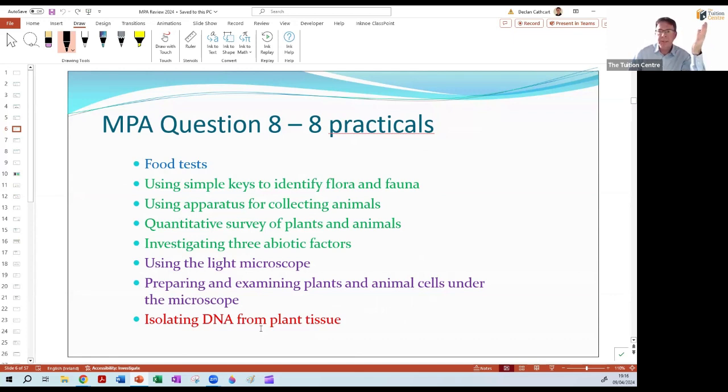So know all those food tests and what the starting color is, what the final color is, not just the final color. From blue to brick red, from yellow brown to blue black. We'll look at those in a second.